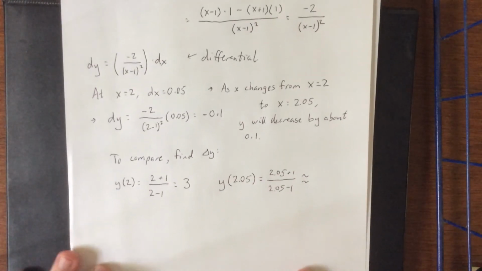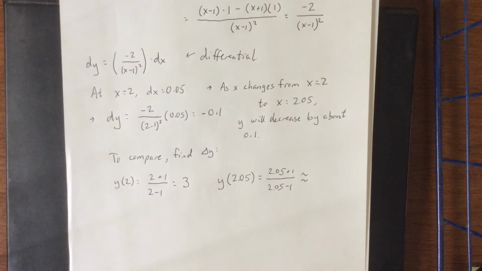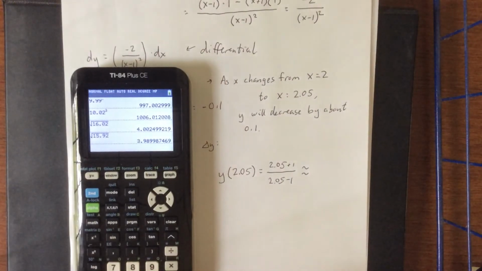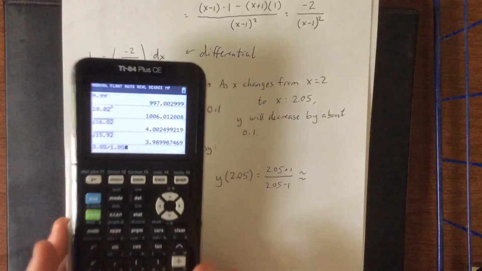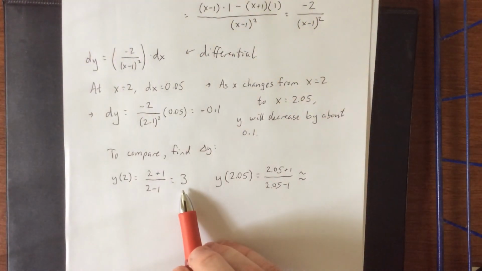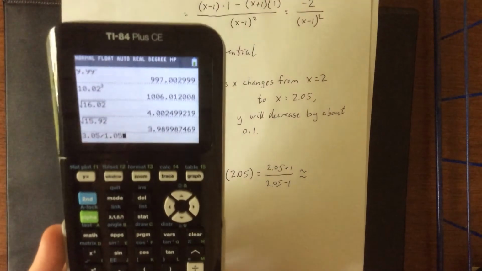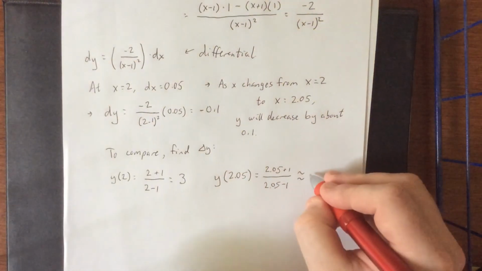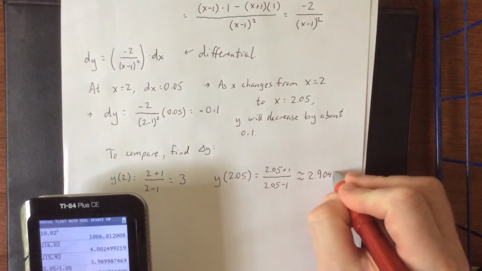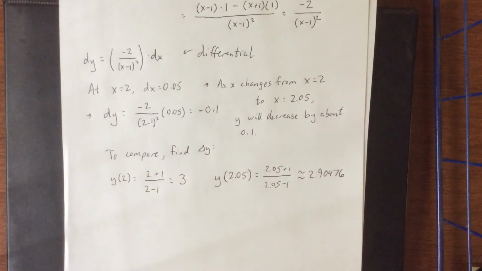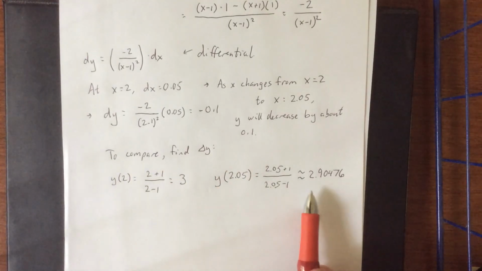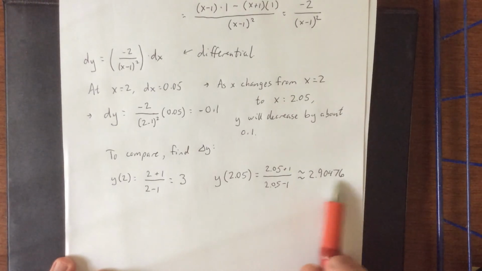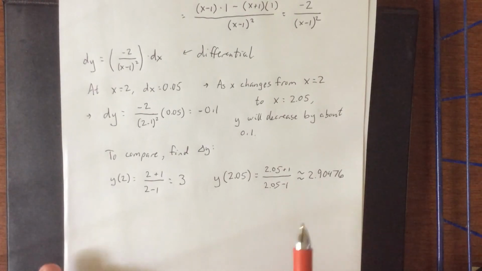Here's where I'm going to bring in a calculator to help us out with this. This is 3.05 divided by 1.05. The prediction is that this should go down by about 0.1, so I'm expecting about 2.9 for this answer. We get 2.90476, rounded at the 5th decimal place. So you'll notice that our answer is accurate at the 1st decimal place, but then there's some peripheral stuff right after that. So that is the computation and interpretation of a differential of a given function.